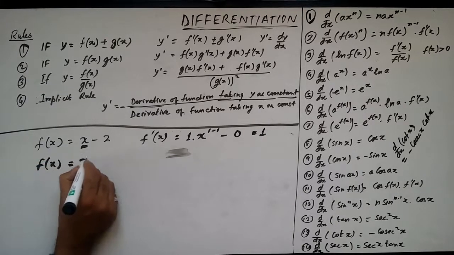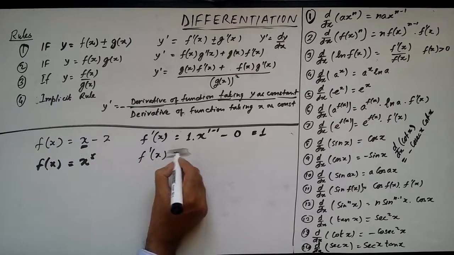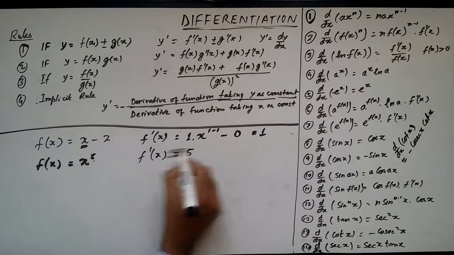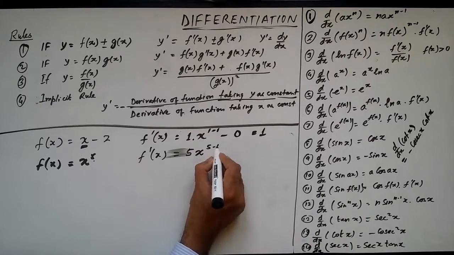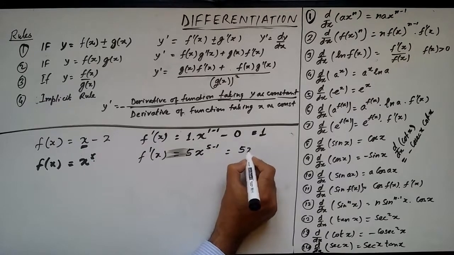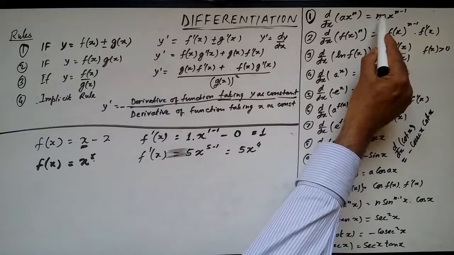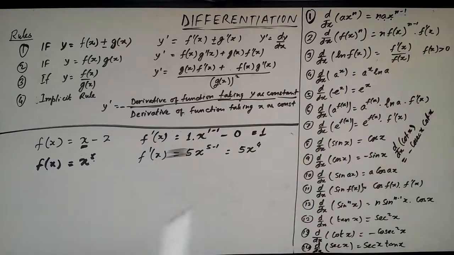Let's take another example. f(x) is equal to x to the power 5. So f'(x) is equal to the power 5 multiplied by x to the power 5 minus 1, which is equal to 5x to the power 4. Applying this rule: power times the constant multiplied by x, and decrease the power by 1.